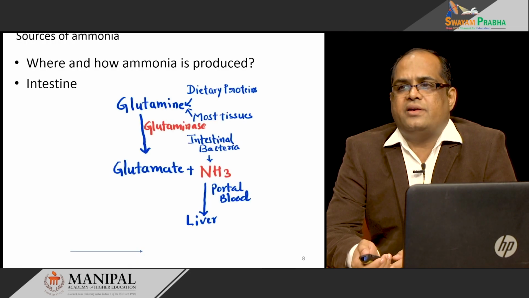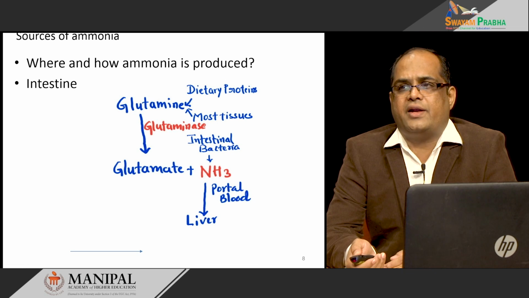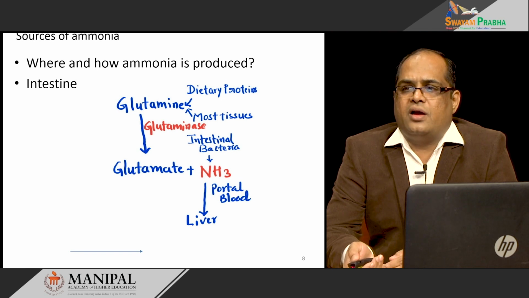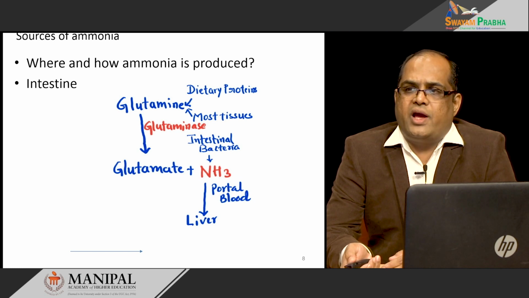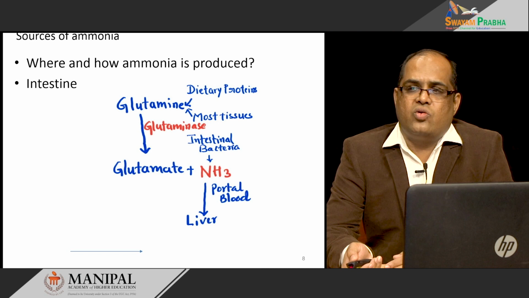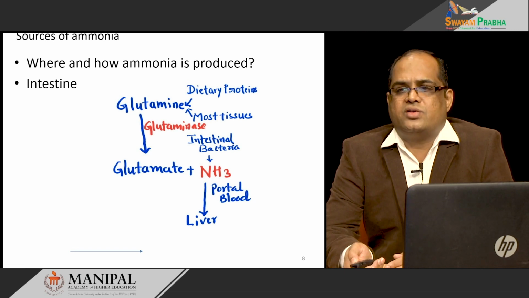In the case of the intestine, what happens? The glutamine that is coming from most of the tissues or from the dietary protein, two sources, is again acted upon by the glutaminase enzyme, which takes out the amide group of glutamine and converts it into ammonia and glutamate. This ammonia is then taken up by the liver through the portal blood. Ammonia is also produced by the action of intestinal bacteria, and that also, along with the ammonia from glutamine, goes to the liver. This is the other source.